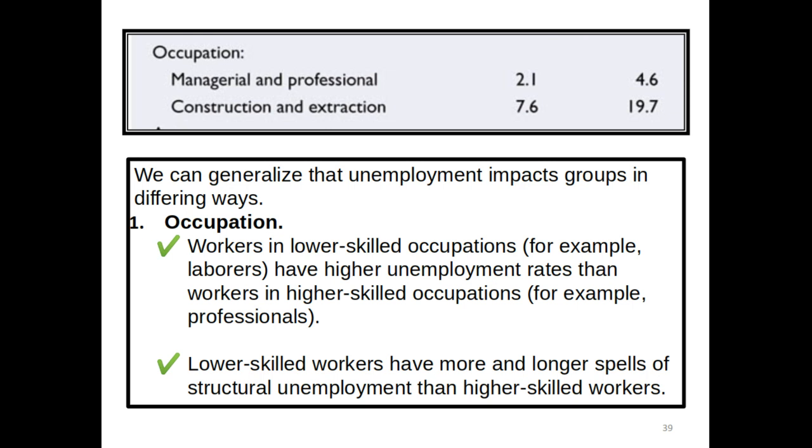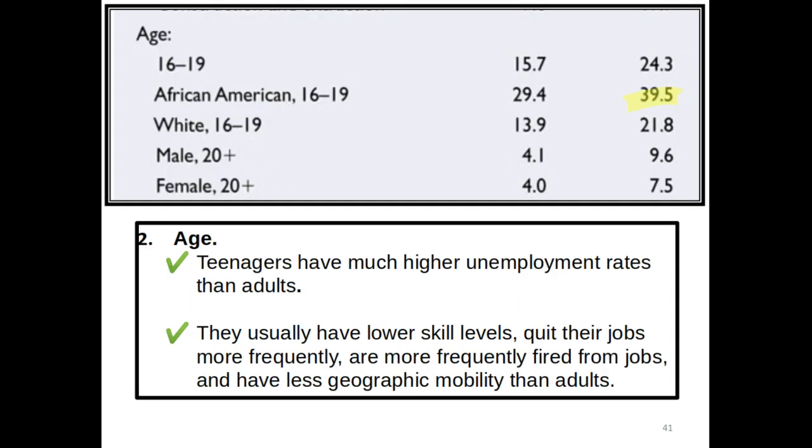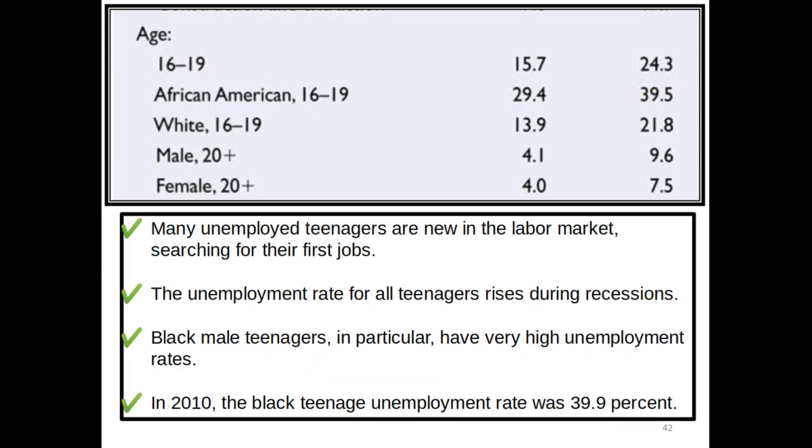We can talk about unemployment and how it affects different groups in different ways. Definitely by occupation. The lower skilled occupations tend to get hit higher by unemployment than high skill occupations. Age, teenagers have a much higher rate of unemployment than adults. Adults are much lower. They tend to be more reliable. They don't lose their jobs as often.